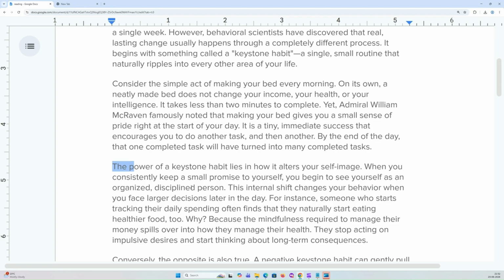For instance, someone who starts tracking their daily spending often finds that they naturally start eating healthier food too. Why? Because the mindfulness required to manage their money spills over into how they manage their health. They stop acting on impulsive desires, start thinking about long term consequences.